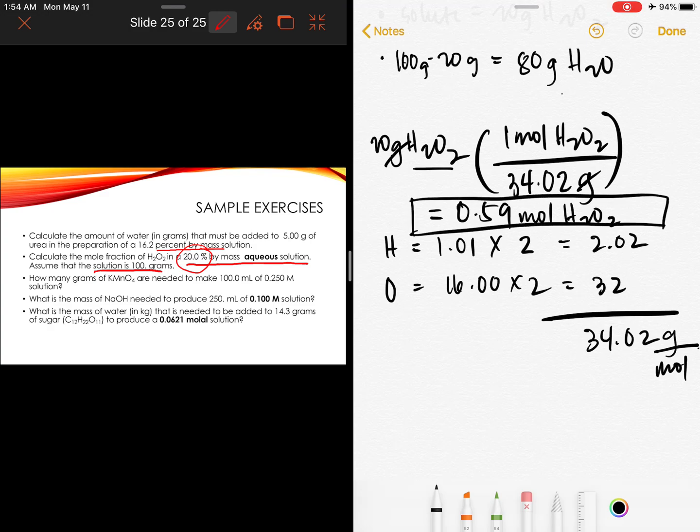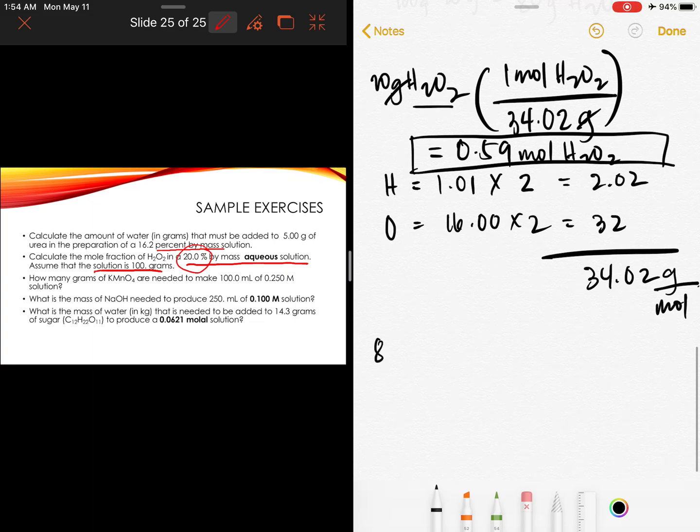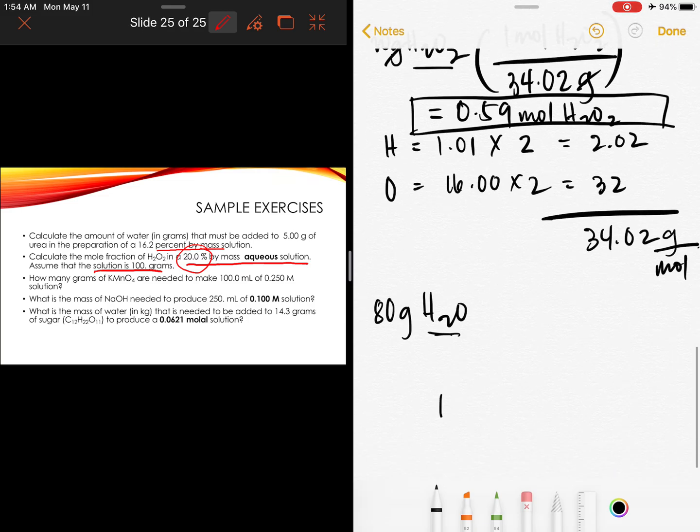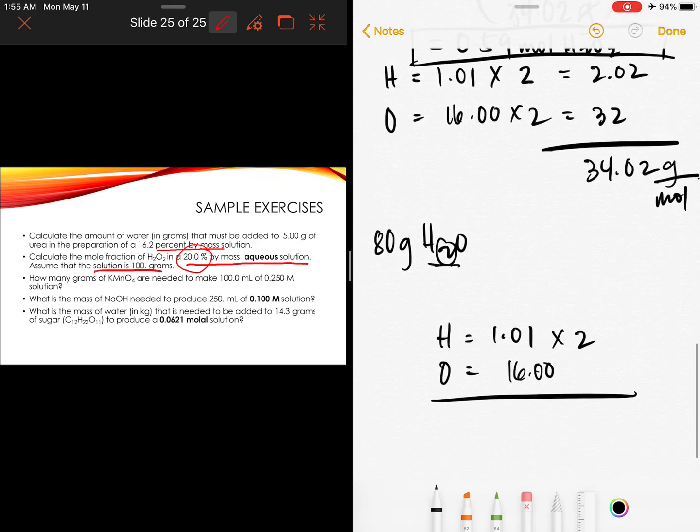Okay, very easy, right? Now let's convert the 80 grams of water into mole. So 80 grams of water. Get the molecular weight of the compound again. So hydrogen again is 1.01 multiplied by 2 because you have 2 atoms of hydrogen there. Oxygen, you only have 1 atom. So the sum of this is equal to 18.02.